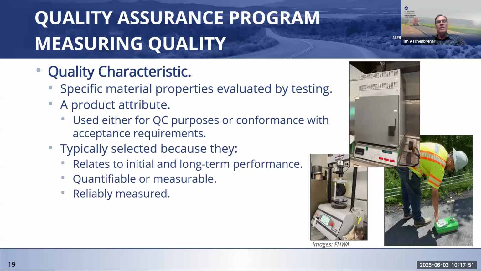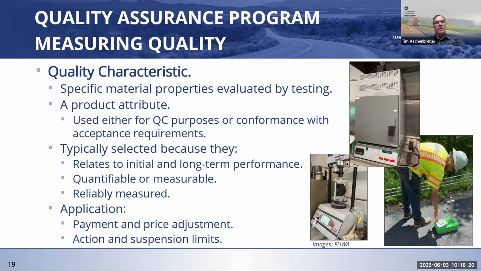And these quality characteristics are selected by agencies to put in their spec because they relate to initial and/or long-term performance. Some studies have shown that, and so states feel comfortable specifying that. There are tests that give you a measurable, quantifiable test result, and it can be reliably measured over and over. So the variability is known.